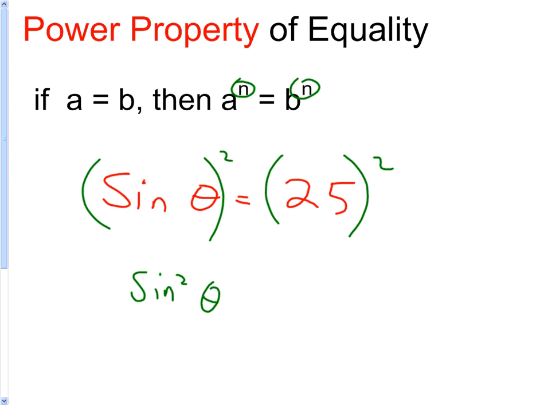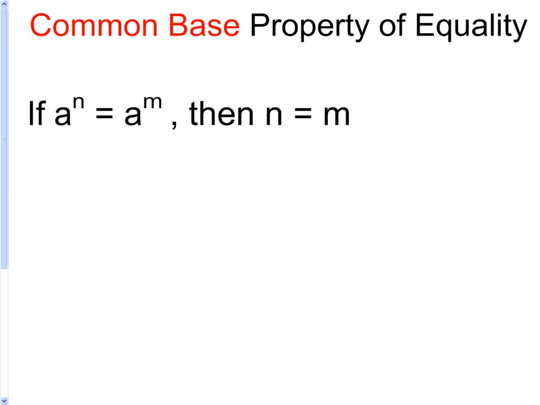Now, this property is the biggie, though. Common base property. Put a star by this one and write it in your notes. Because of all the properties, the biggest things were the negative exponents. Remember, it just flips them. And then this. This one is important.